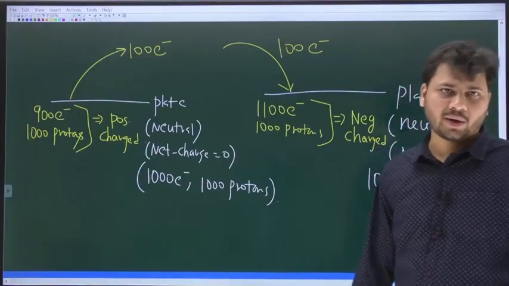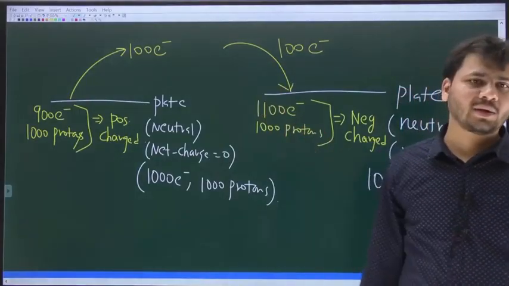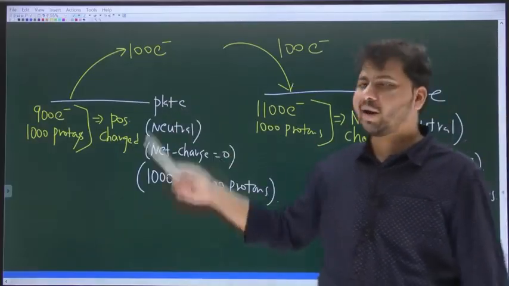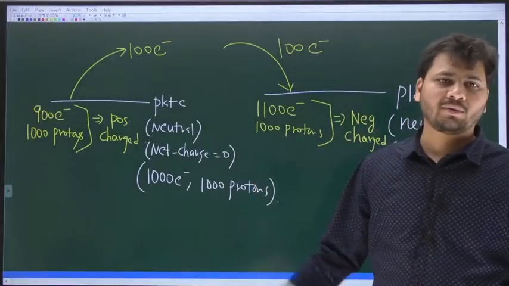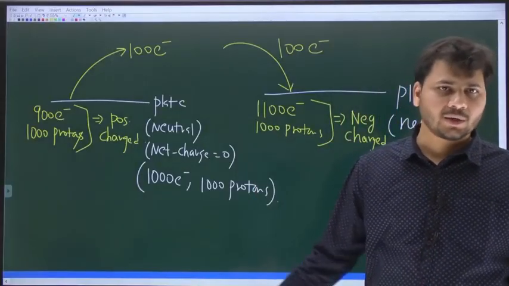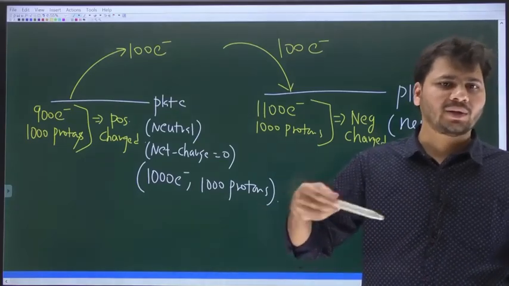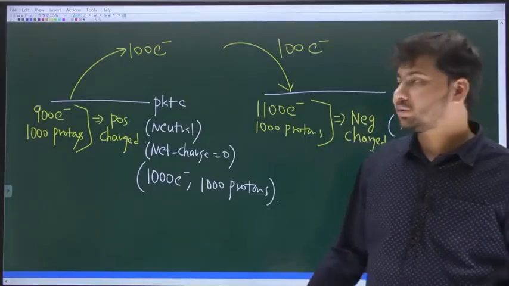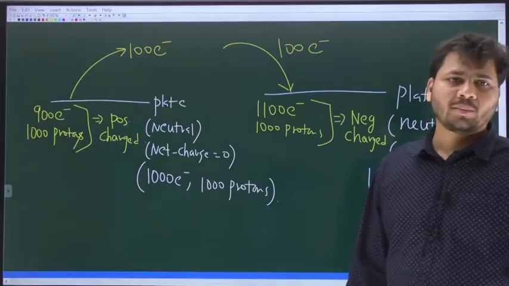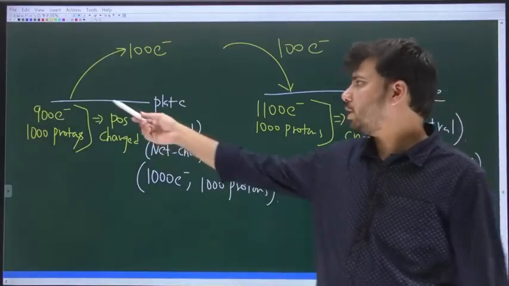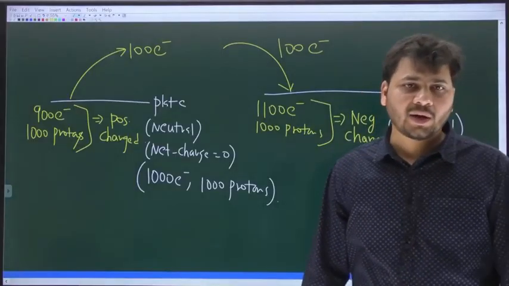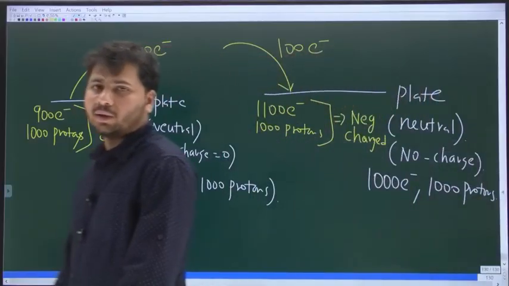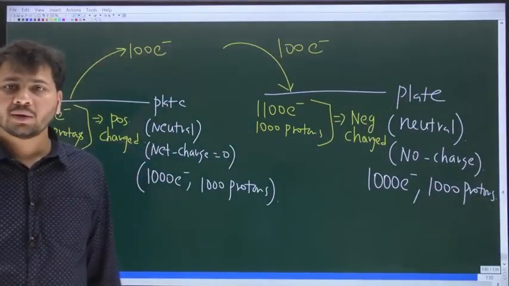So what is the conclusion from these two cases? You take any plate, you add electrons onto the plate, that plate will become negatively charged. You take any plate, you remove electrons from the plate, that plate will become positively charged. Understood, right? Adding electrons means you are adding negative charges, so it will obviously become negatively charged. And if you remove electrons from any plate, that plate will become positively charged. This is how the plates will become positively charged and negatively charged.